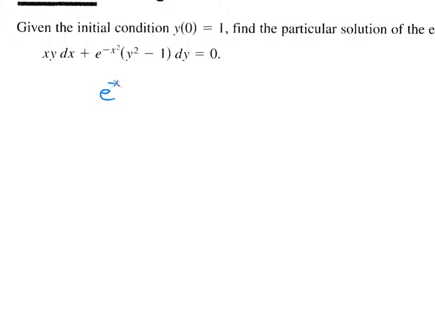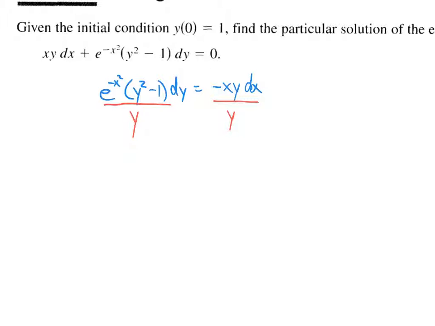So we have e to the negative x squared times y squared minus 1 dy, and that equals negative xy dy, or sorry, dx. Now I've got to get the e to the negative x squared over to the other side, and I've got to get the y on the right over to the left side. So I'm going to divide by the y.